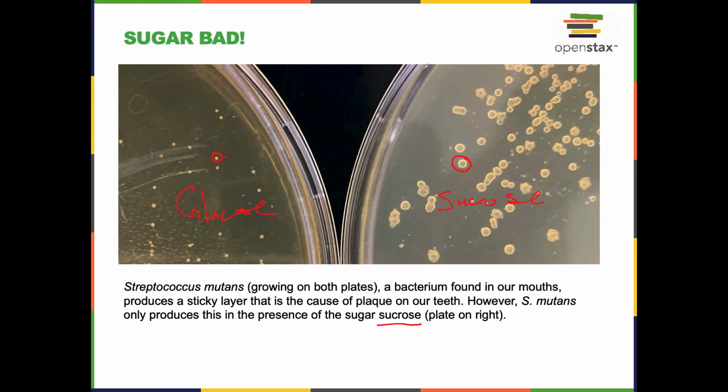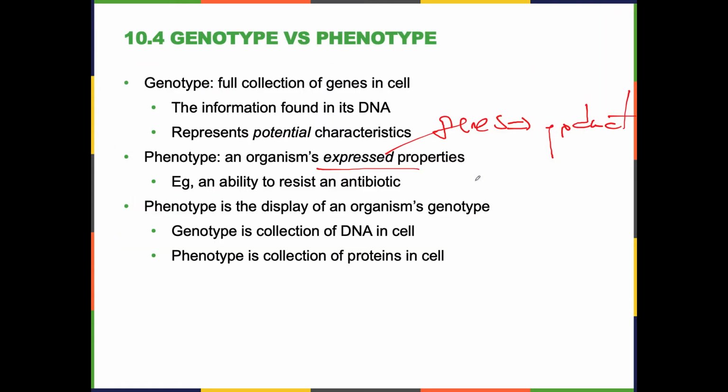So in this case, this environment that Streptococcus mutans finds itself in has led to a change in the genes that are expressed, which then changes its phenotype, or the way that it looks, right? And so in many ways we talk about genotype being the collection of DNA in the cell, phenotype being the collection of proteins, and the expression of the proteins is very much dependent on its environment.